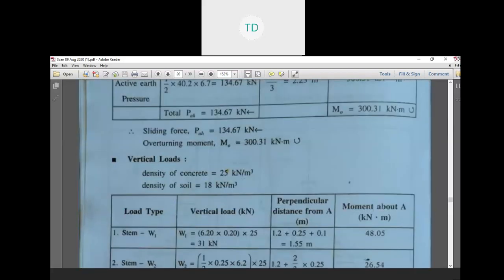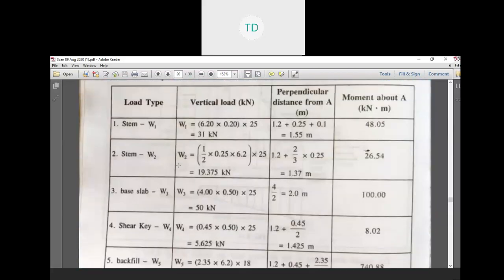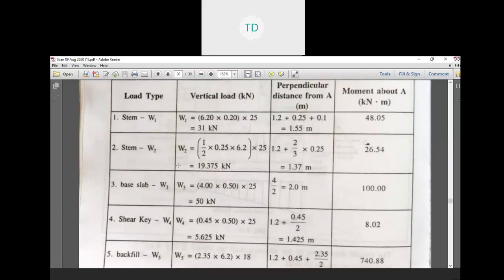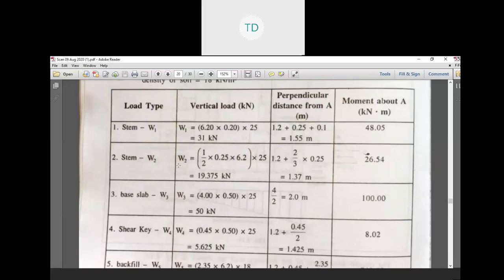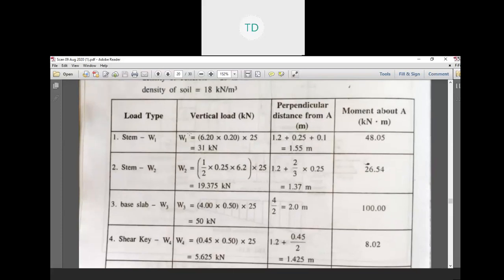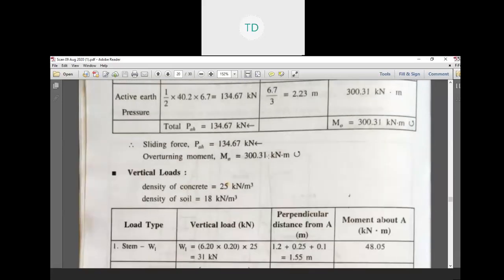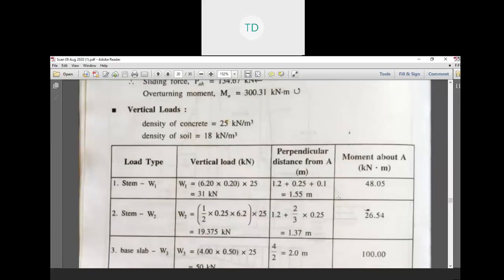Vertical loading condition. It is very difficult with vertical loading, because there are many more components in the vertical member, including weight. That's why we first make a table, same as the horizontal loading condition. First load type, then vertical load. In the above, we considered horizontal load, perpendicular distance from A, and moment about A, in kilonewton meter.